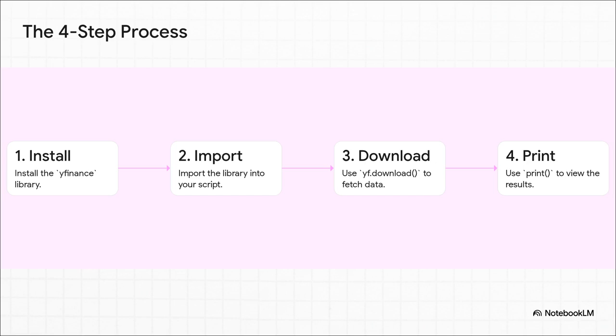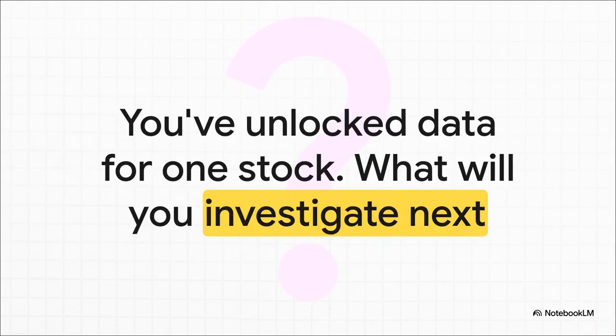That's the entire recipe. So now you've done it for one stock. But what you've really done is unlocked the data for pretty much any public company on the planet. You want to look at Apple, Google, the entire S&P 500 index? You can do it all with the code you just wrote. So the real question now is, what are you going to investigate next? What stories are waiting in the data for you to discover?